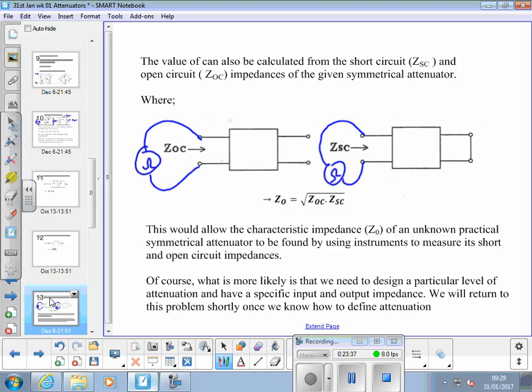Okay. Of course, what is more likely is that you want to design a particular level of attenuation and have a specific input and output impedance. So we will return to the calculations required to determine Z1, Z2 and Z3 when we've had a look at how we define the term attenuation, the model and the units for it.